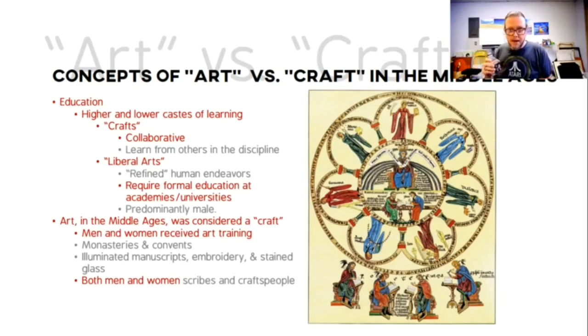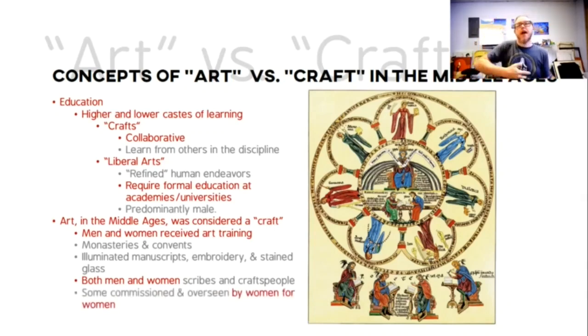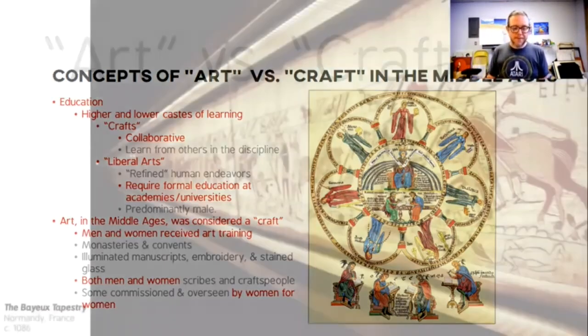Masons could be both men and women. And even some of the artwork of the time was commissioned by and overseen by women for women. Most things were being produced by men for men. But when it came to art, there was a lot of art that was produced by women for women in the Middle Ages. And again, because that's going to go away to a great extent when we hit the Renaissance.